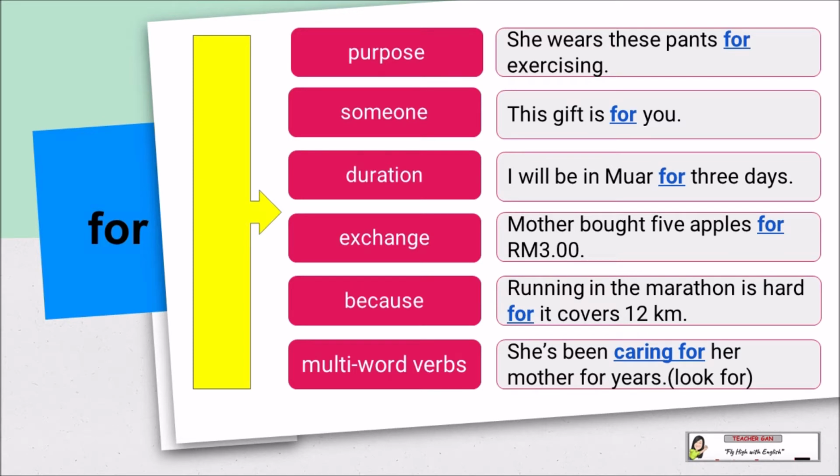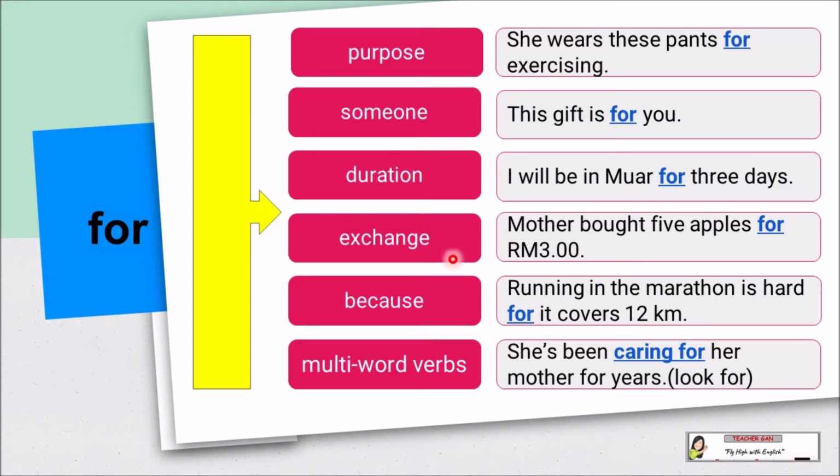Now we move on to the next preposition, which is "for". "For" can be used for purpose. For example, she wears these pants for exercising. So for exercising is a purpose. "For" can be used for someone. For example, this gift is for you. Or for a duration. For example, I will be in Muar for 3 days.